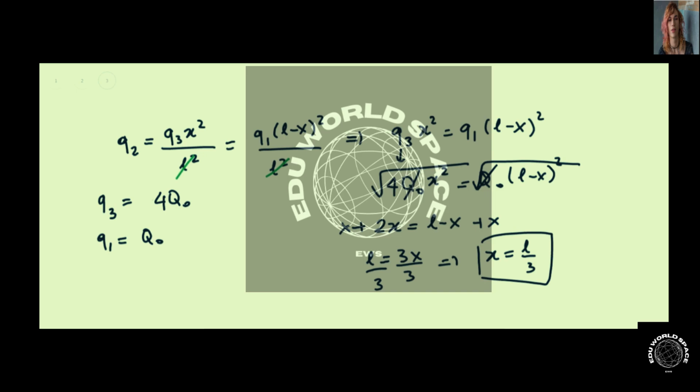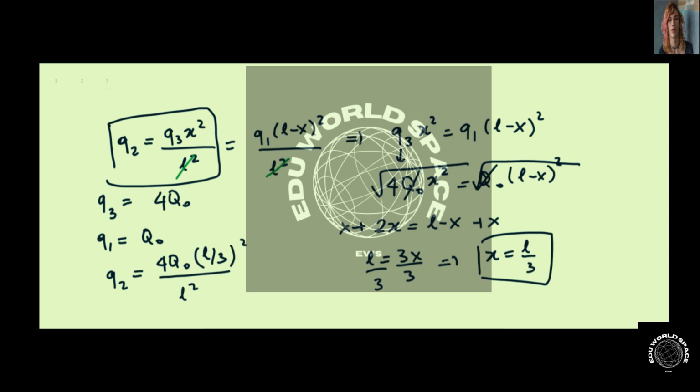All right. And then how are we going to calculate what the value for Q2 is? Well, use either one of these equations. This seems like it's going to be the easiest. So take Q2 equals Q3, which is 4Q naught, times x squared, being L over 3 squared, over L squared. So these L squareds are going to cancel. So we have 1 over 9, 4Q naught over 9. So this is what our Q2 should be, 4Q naught over 9. And it should be placed L over 3 away from the negative Q naught charge.